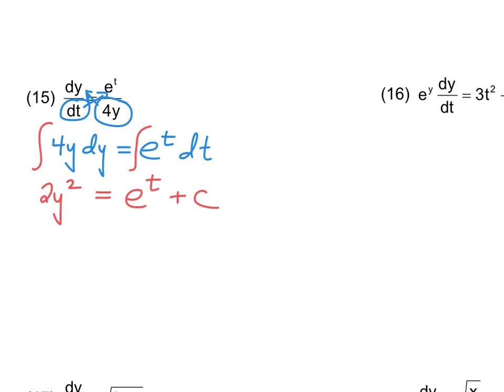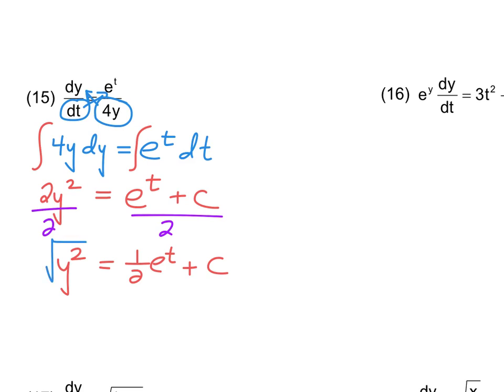I'm going to divide both sides by 2, and get 1/2 e to the t plus, what's c divided by 2? C. And if I want to get y alone, I would take the square root of both sides and get y equals plus or minus the square root of all that stuff.